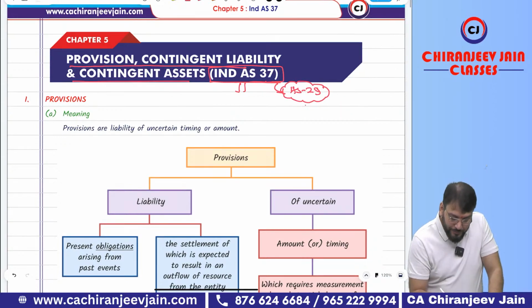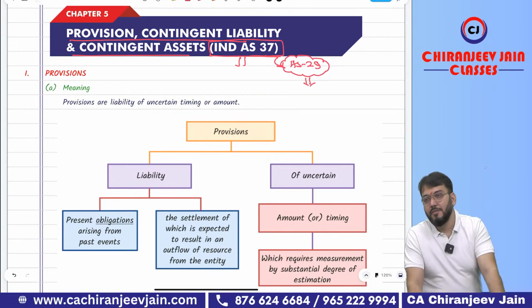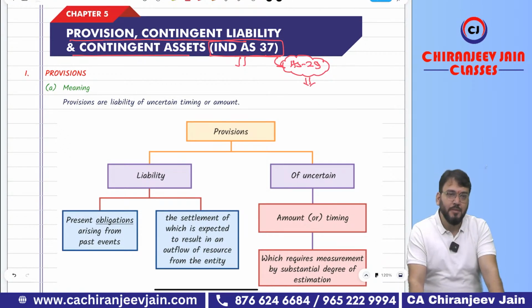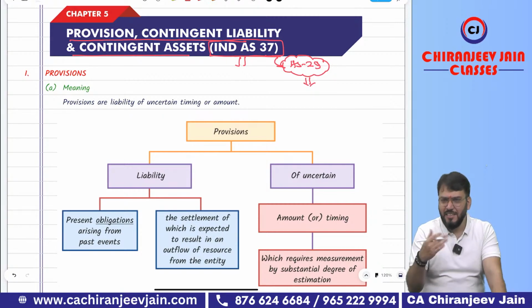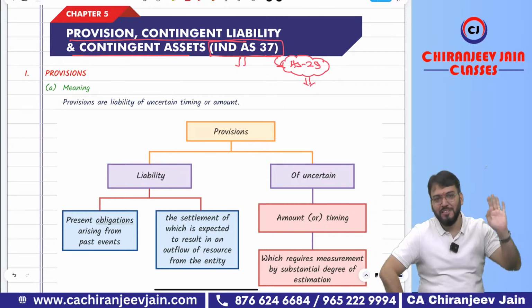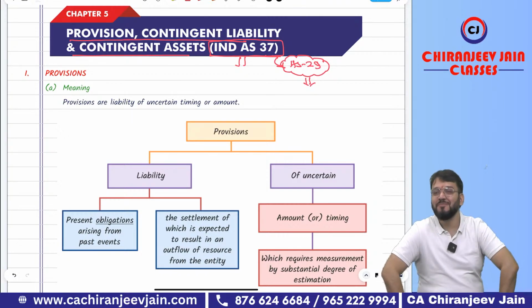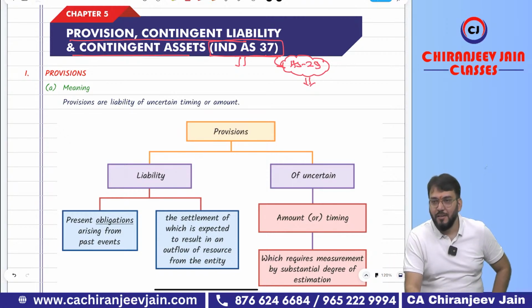Anyone? Bolo. Provision is an uncertain event. So one answer I got: provision is an uncertain event. Any addition to this definition? One by one. Nothing to fight. One by one. One second. Which is more probable on happening.